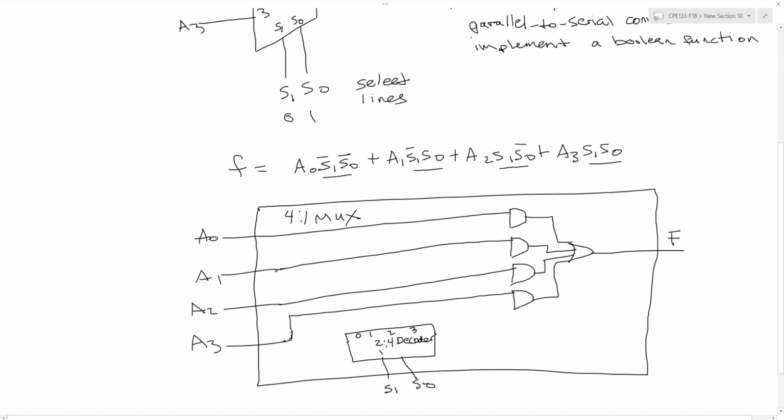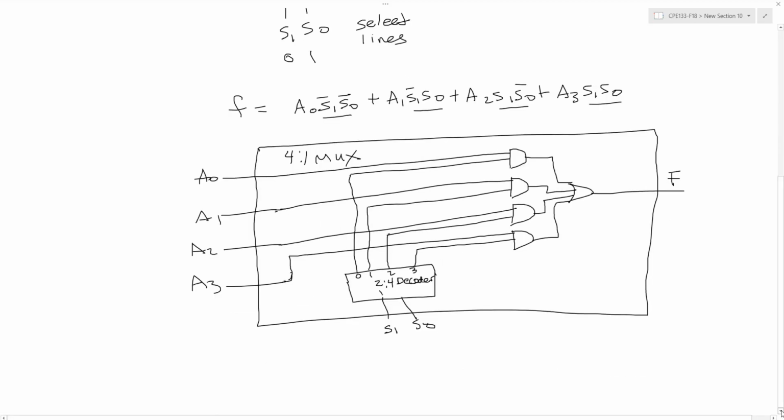So when S1 and S0 are both zeros, then the 0 output of my 2-to-4 decoder would be a 1, and I would like to select A0. And if my select lines are 0, 1, the 1 output of the decoder is a 1. And that's my 4-to-1 MUX.